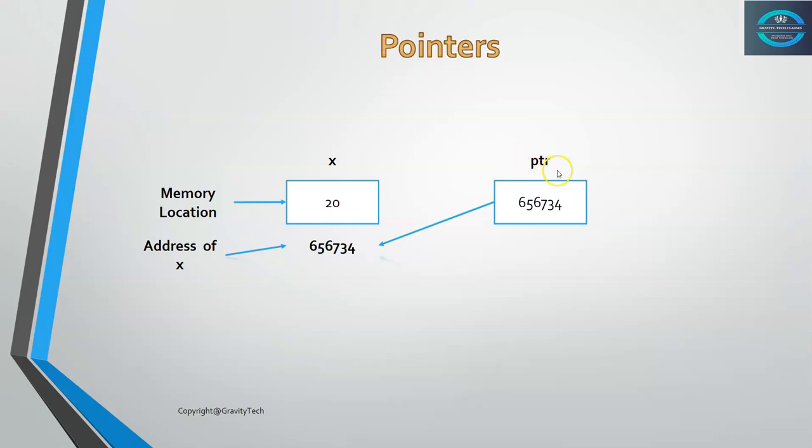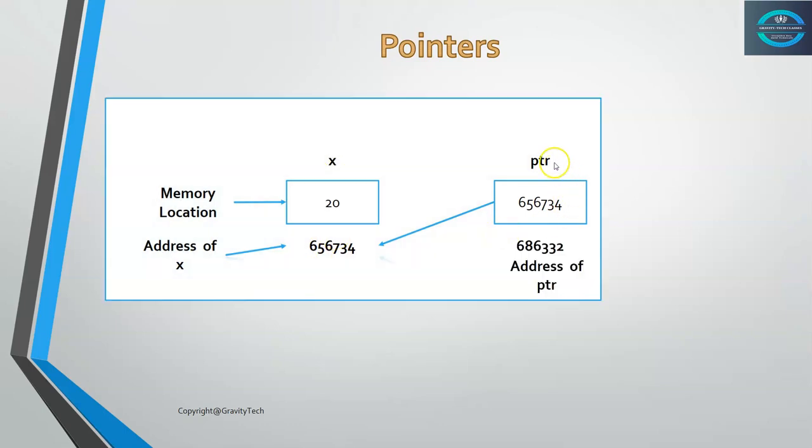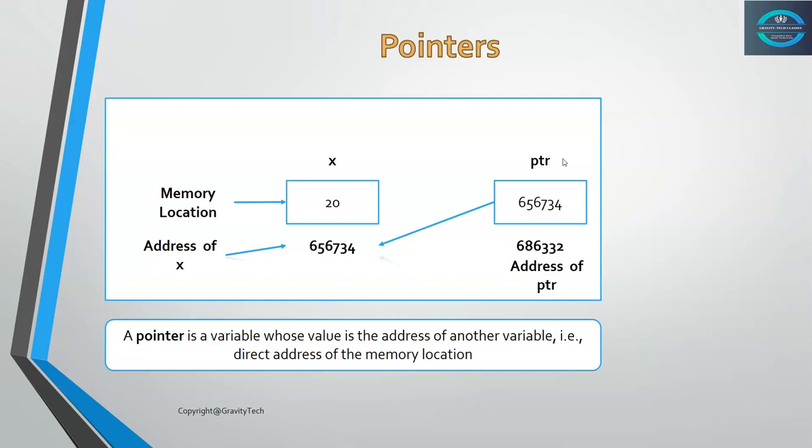Now what is a pointer? Remember, a pointer is another variable which stores the address of a variable. So in this case, the pointer is a variable, so it is storing 6567634, which is actually the address of x. And since the pointer is also a variable, it will also have some address. 6863332 is the address of the pointer. So a pointer is a variable whose value is the address of another variable.